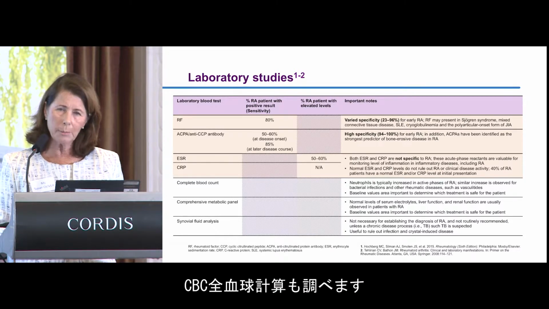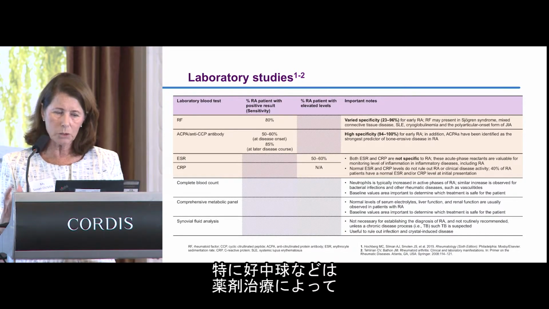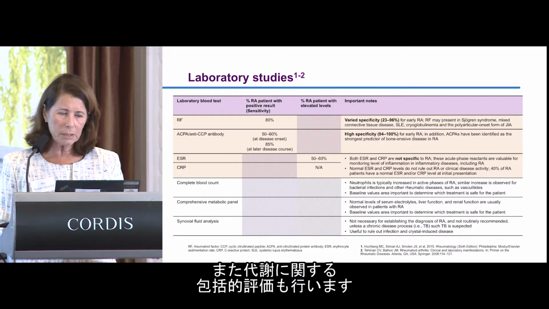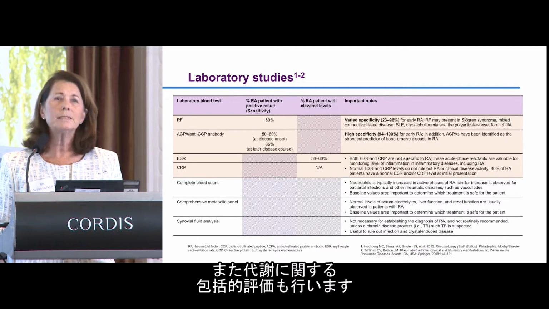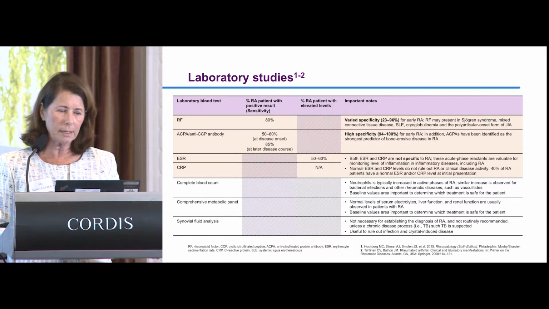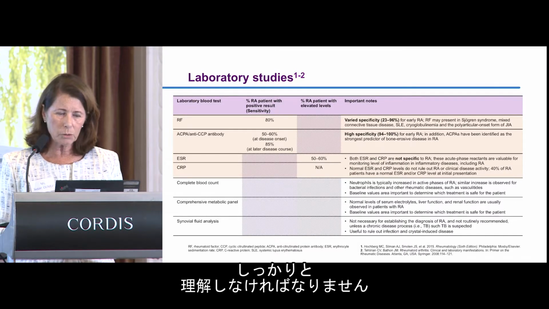We want to look at the complete blood count, particularly things like neutrophils where they may well be affected as a result of drug treatment. And we need to look at comprehensive metabolic assessments. So we need to look at their electrolyte level and their renal function to make sure we understand those and their baseline.